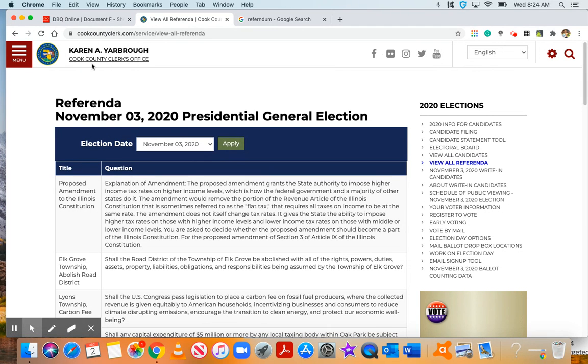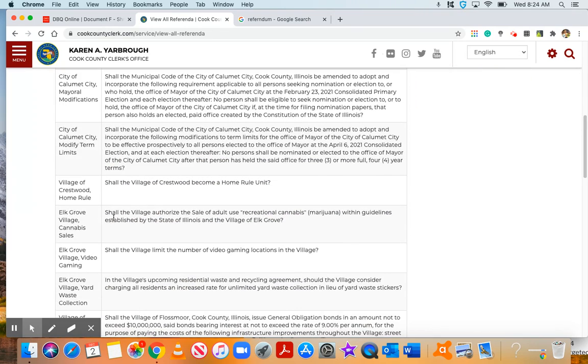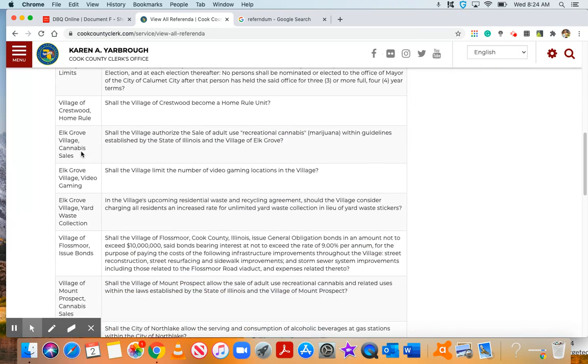This is our Cook County. Since I live in Cook County, here at the clerk's office, there were 3 questions that I remember I had to answer. So I had to go down to Elk Grove Village. And here they are. One is, should the village authorize the sale of adult use recreational cannabis or marijuana within guidelines established by the state of Illinois and the village of Elk Grove? So I would answer yes or no. So should our village, Elk Grove Village, sell marijuana?